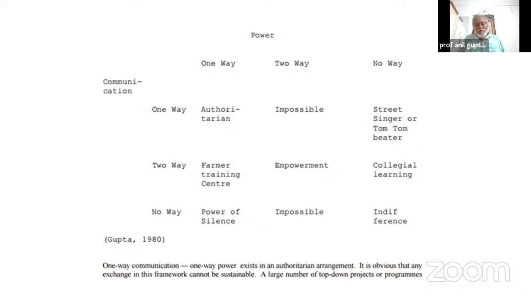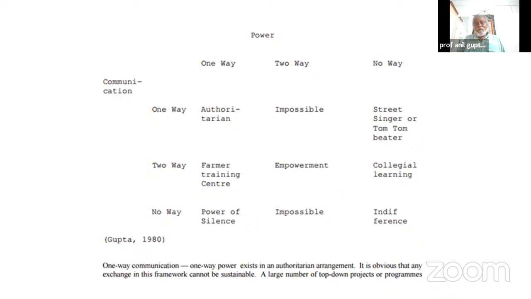Power of silence can be very powerful. People don't speak a word. Sometimes you are quiet, then I get worried. What is happening? Am I deterring you from speaking? So therefore, power of silence must be very carefully exercised, and people should try to sort of check it out.